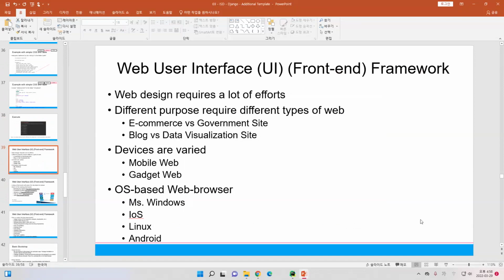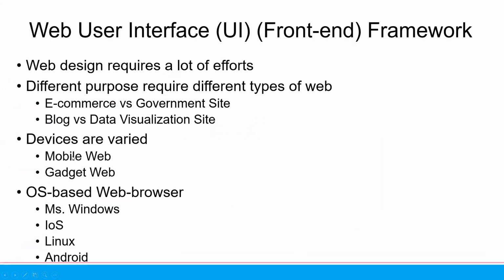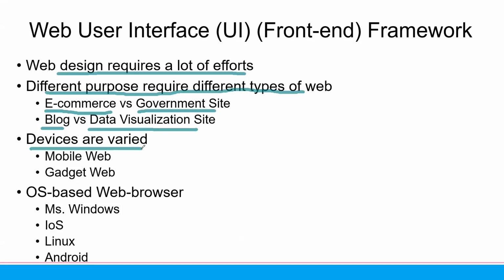What is the meaning of web user interface framework? When you are designing a web, it requires a lot of effort. So it's not easy to design. And different purposes require different types of web. If you are designing e-commerce, it will be different from the government side. If you are designing a blog, it will be different from the data visualization side. And also the devices are varied.